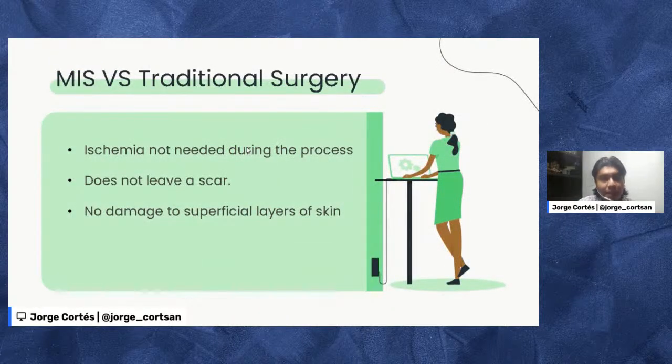Now we're going to compare MIS versus traditional surgery. As a first point, ischemia is not needed during the process. What is ischemia? Ischemia is the surgical process where the doctor keeps the blood away from the surgical area, the working area. As a second point, MIS doesn't leave a scar. And as a third point, there is no damage to superficial layers of skin. This third point goes hand in hand with the second point. If the doctor doesn't damage the superficial layers of skin, the body will not leave any scar on the skin.